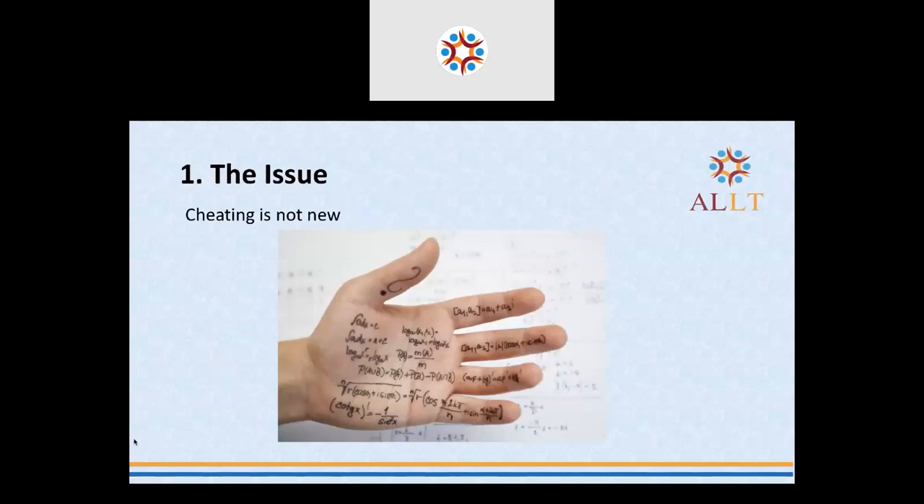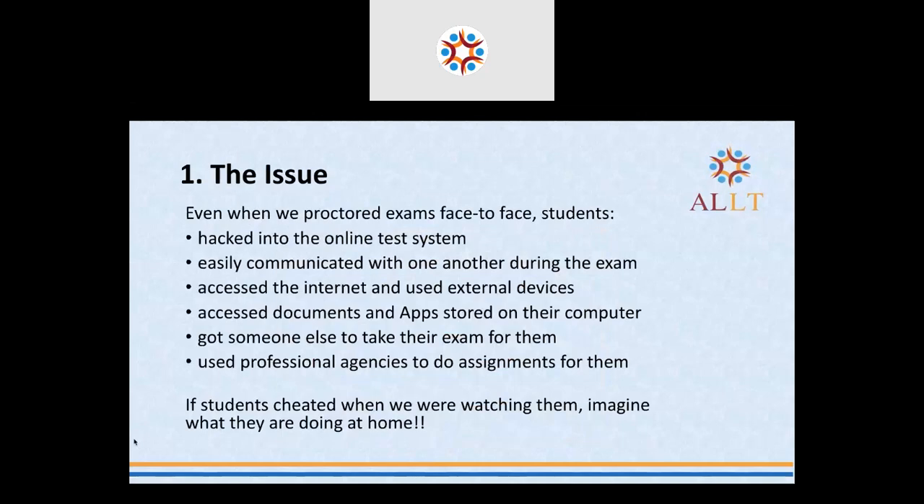So let's begin with the issue. Cheating is not a new issue. As long as there's been tests, there's been students trying to cheat on the test. People have been writing on their hands, giving each other answers, throwing each other pieces of paper for a long time. Even when we proctored exams face-to-face, students hacked into our online test system and got the test and were able to download the test before the exam and share it with each other. During a test, students easily communicated with each other during the exam and were able to give each other answers, signal each other the answers, etc.